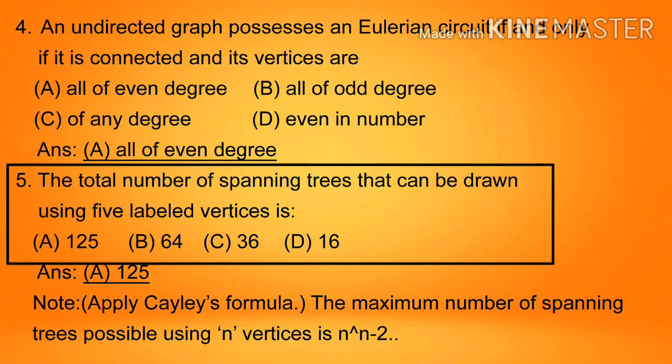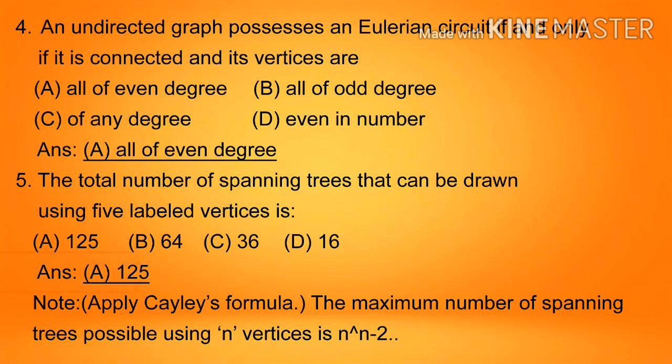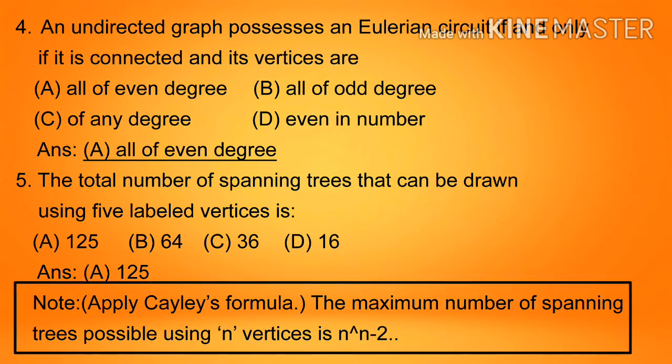Fifth question is, the total number of spanning trees that can be drawn using 5 labeled vertices is option A, 125, option B, 64, option C, 36, option D, 16. Answer is option A, 125. Note: apply Cayley's formula. The maximum number of spanning trees possible using n vertices is n raised to n minus 2.